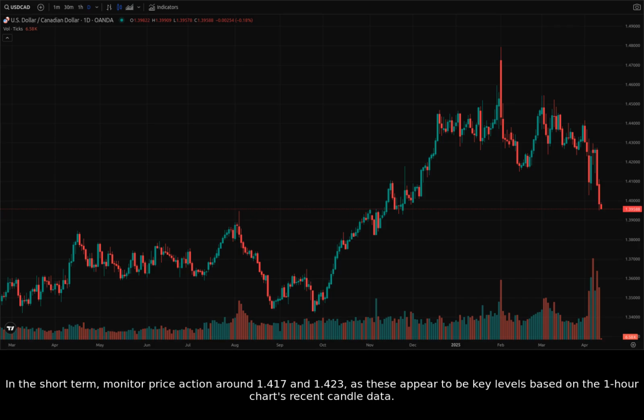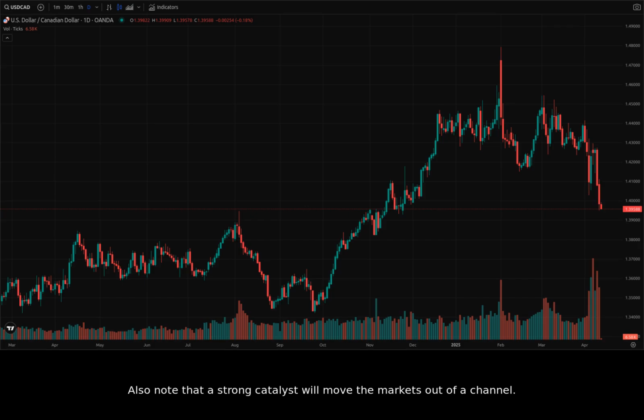In the short term, monitor price action around 1.417 and 1.423, as these appear to be key levels based on the 1-hour chart's recent candle data. Also note that a strong catalyst will move the markets out of a channel.